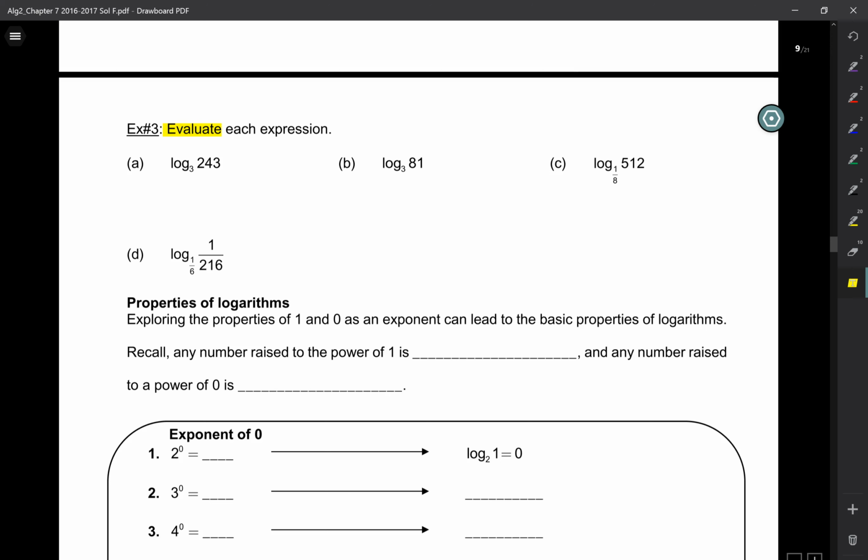All right, evaluate means just find a numerical answer to the problem, okay? We're not going to use our calculators. In fact, your quiz is going to have 2 parts. Some without. These are going to be on the part without the calculator, some with, okay?